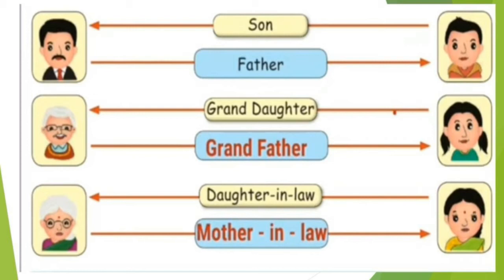Now let us see the second picture. See here Poovarasan and Vetrichelvi. So Vetrichelvi is a granddaughter for Poovarasan. Then Poovarasan is a grandfather for Vetrichelvi.